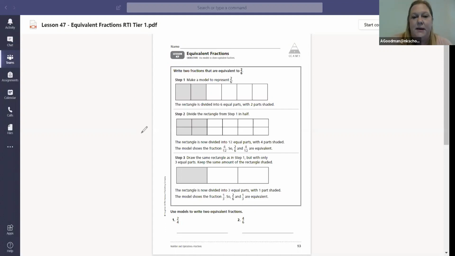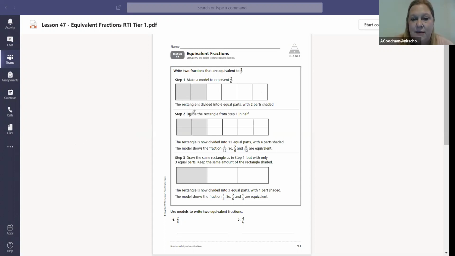And one of their standards for this one is to know how to show an equivalent fraction in a model. So let's take a look at this model that they have on the first one, which is 2/6. So of course, we have a rectangle that is split into 6 equal pieces, and 2 of them are shaded. And so this is a model of 2 sixths.